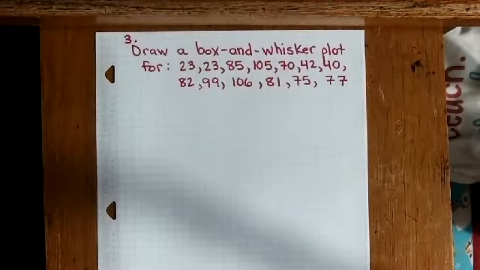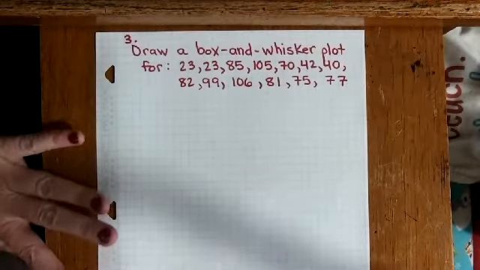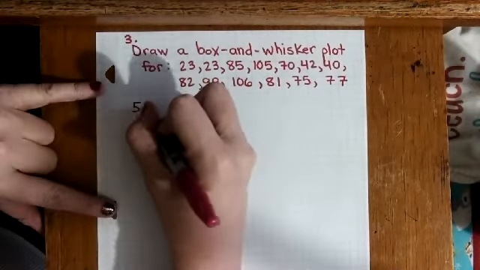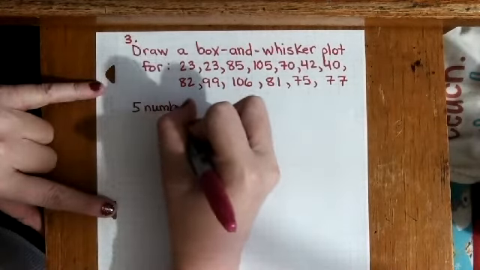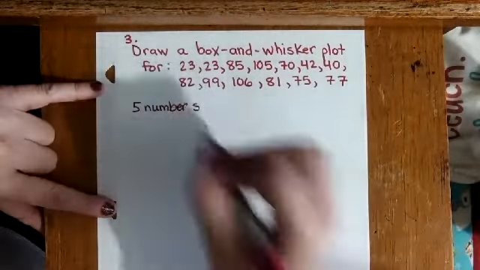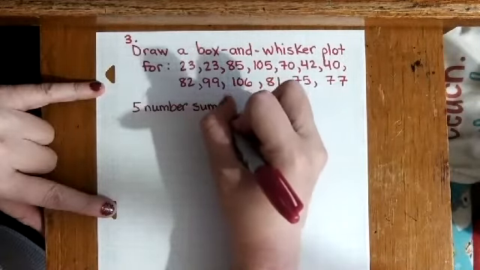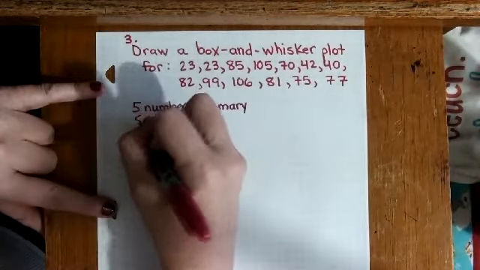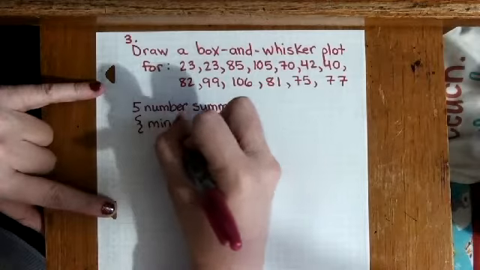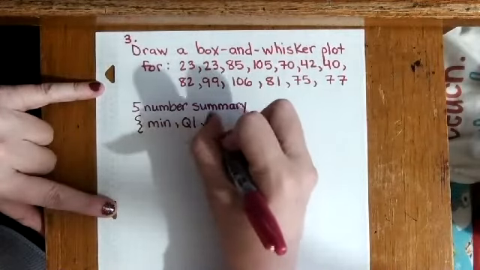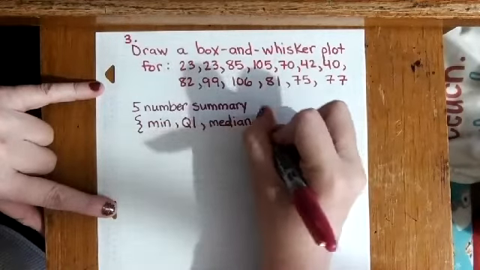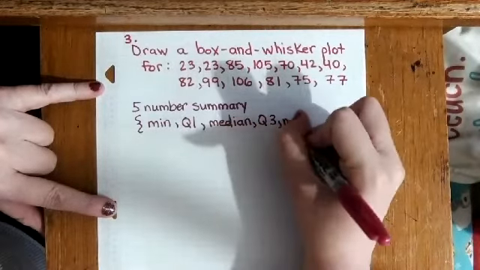Let's draw a box and whisker plot for this data. Remember, for a box and whisker plot, we'll need the 5-number summary. That's what the box and whisker plot is representing. The 5-number summary is the set of numbers. It's the min, the Q1, the median, the Q3, and the max.